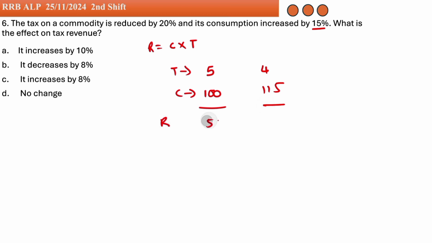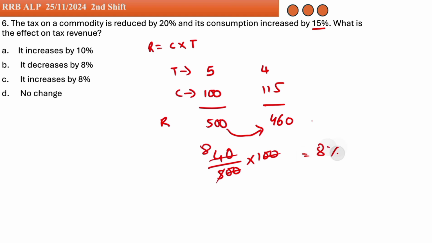5 into 100 is 500. 115 into 4 is 460. So here revenue is decreased. How much percent decreased is? 500 minus 460 is 40 divided by 500 to find percentage into 100. These two zeros, 5 ones, 5 8. So 8% revenue is decreased. Option B is our answer.